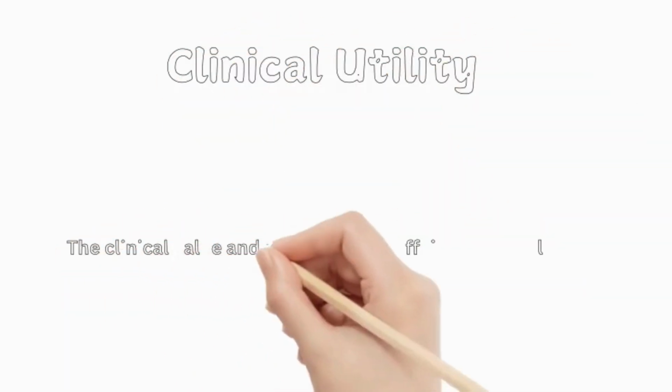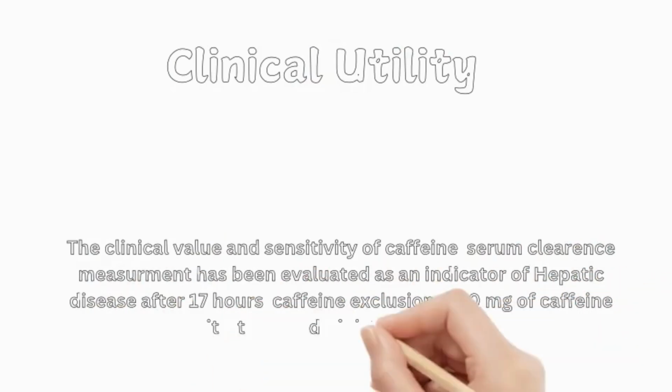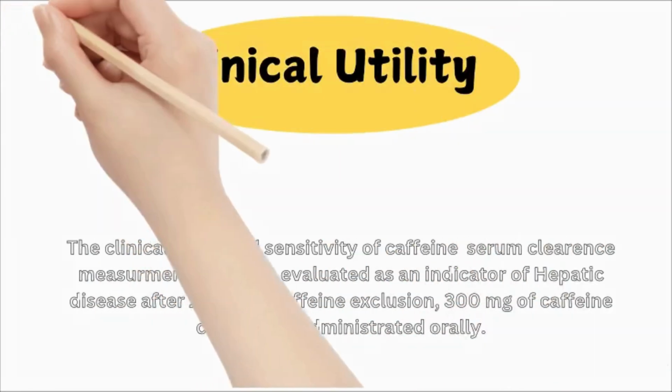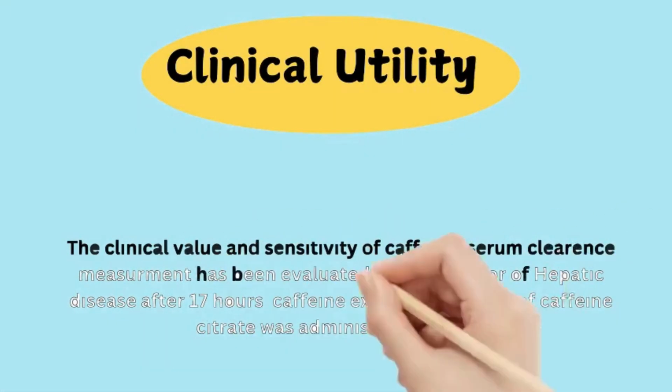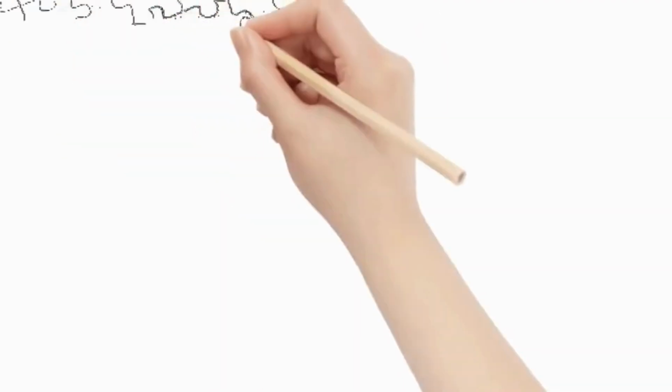Now the clinical utility: the clinical value and sensitivity of caffeine serum clearance measurement has been evaluated as an indicator of hepatic disease. After 17 hours, 300 mg of caffeine citrate was administered orally.